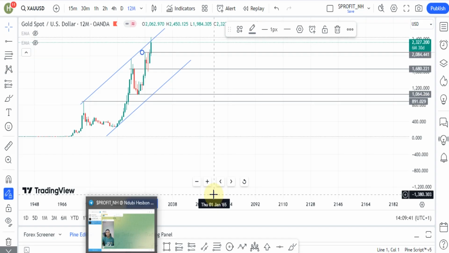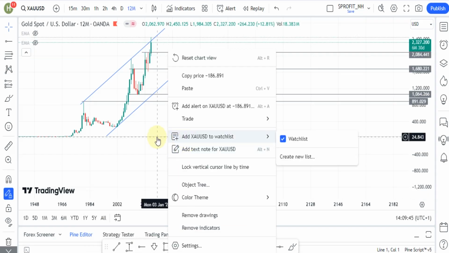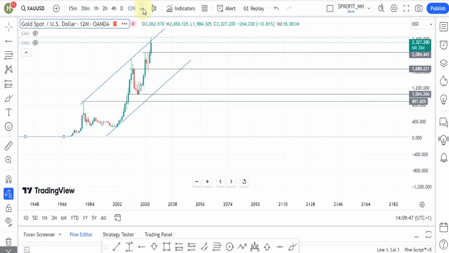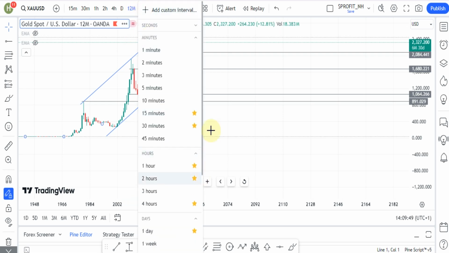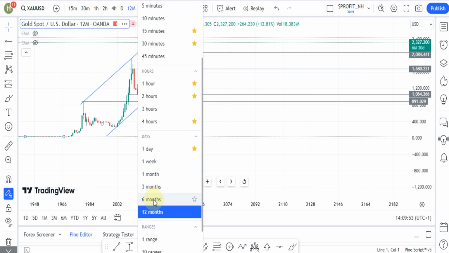So after understanding what is happening, let me go down to the monthly time frame or the 6 months time frame, and at least we'll see what's happening there. Let's go to the 6 months time frame.